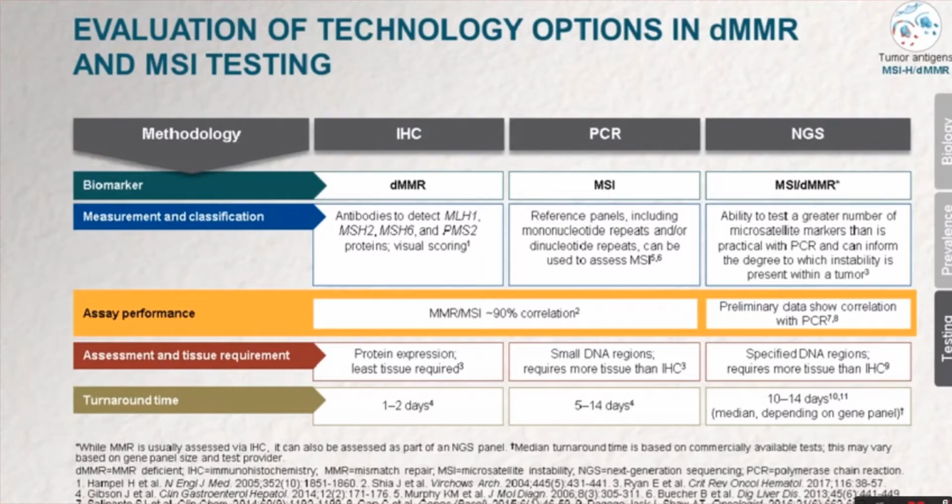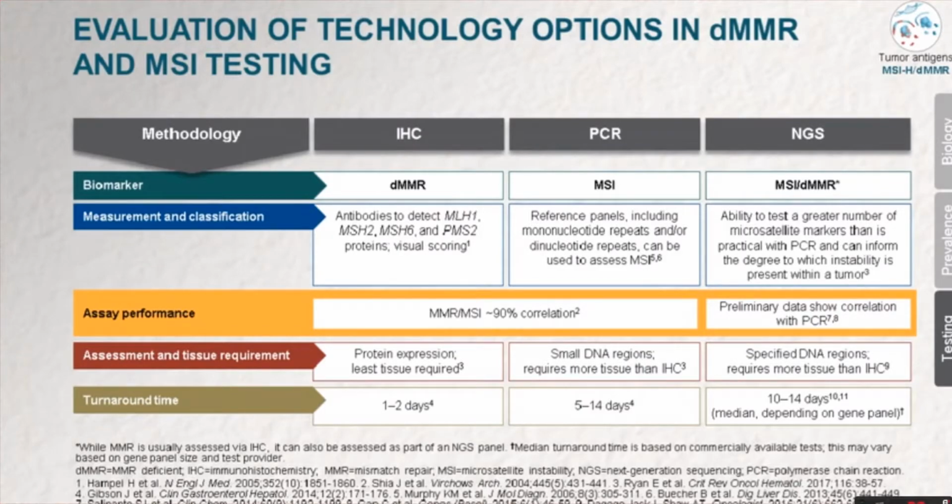One thing to also remember is that when you do identify this phenomenon, it could also indicate that this patient could potentially have an inherited condition such as Lynch syndrome. So the pathologist should be aware that there is that possibility. The other 2 methods are in the middle, PCR.